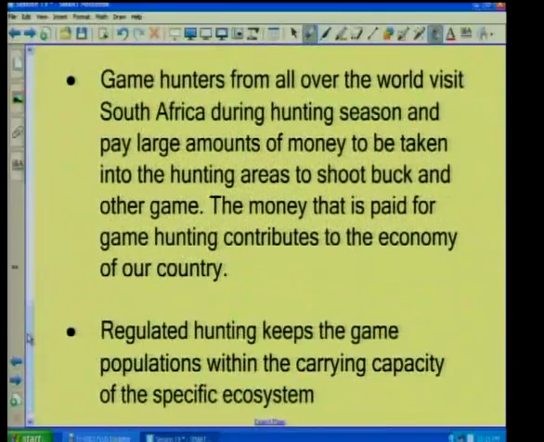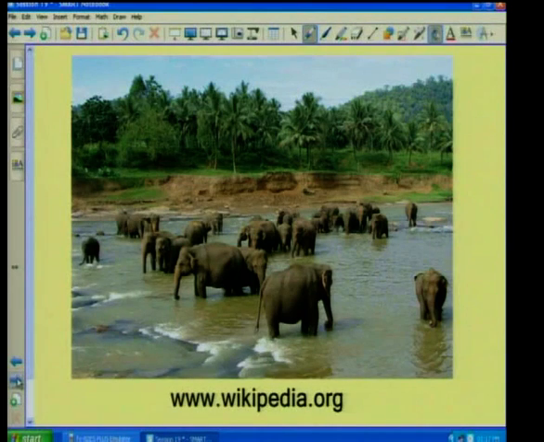Game hunters from all over the world come to South Africa. They bring lots of money, which is good, to the areas, and then they come and they shoot our game. The money is used for game hunting and it contributes to the economy in our country. But it must be regulated, and if we regulate it, we keep those populations within carrying capacity.